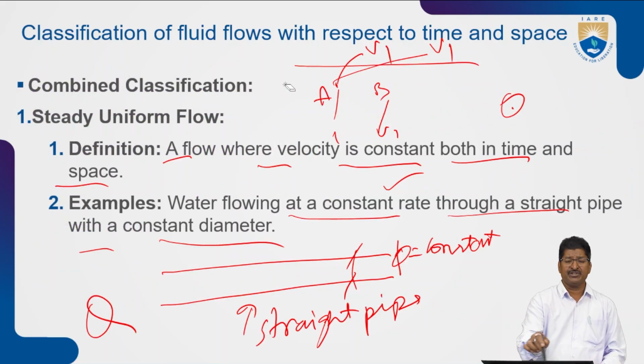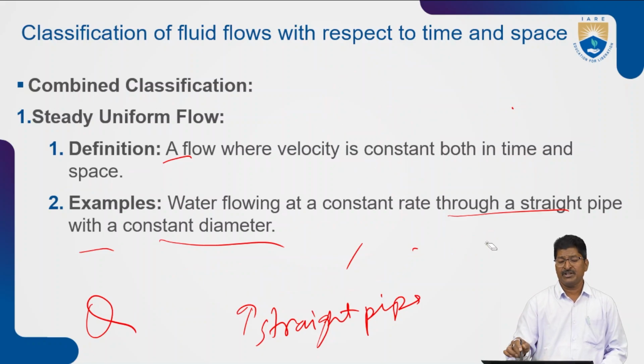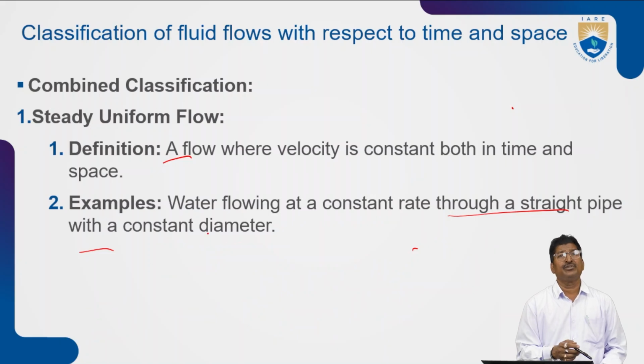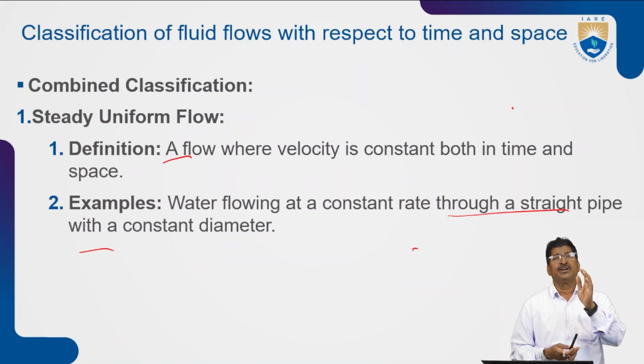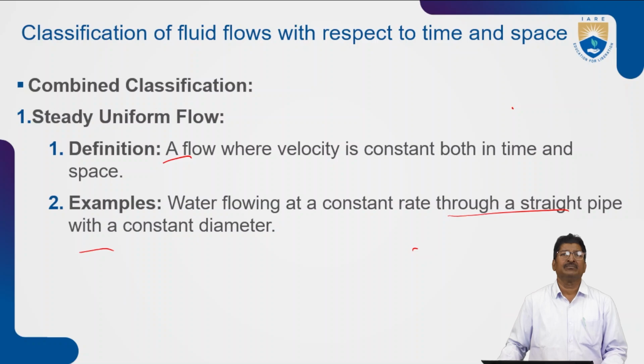And the combined classification: a combination of steady, unsteady, uniform, and non-uniform. Steady uniform flow means at any point of time the velocity is the same, that is steady flow, and at different locations the velocity is the same, that is uniform flow. So the velocity is constant with respect to both time and space. An example is a long straight pipe with a constant diameter.